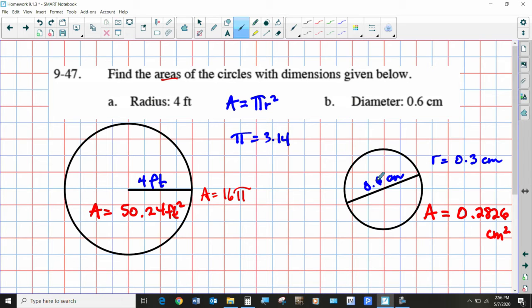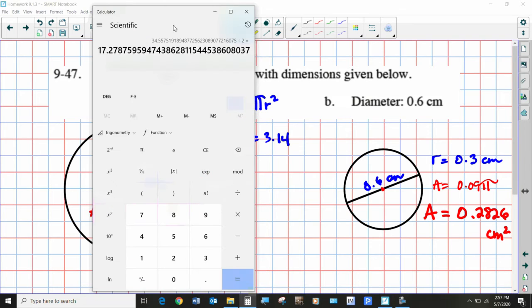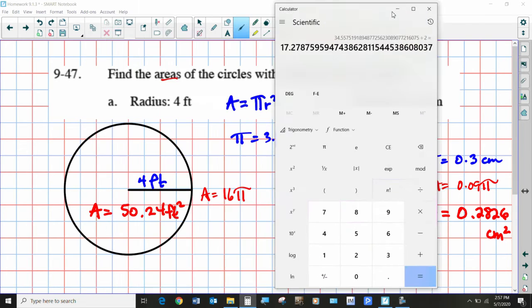In this case, they give you the diameter. So you've got to take half the diameter for the radius, which would be 0.3, so the area is going to be 0.3 squared, which is going to be 0.09 times pi. Now, let's see. I may have chosen 3.14. That's why it's written there.